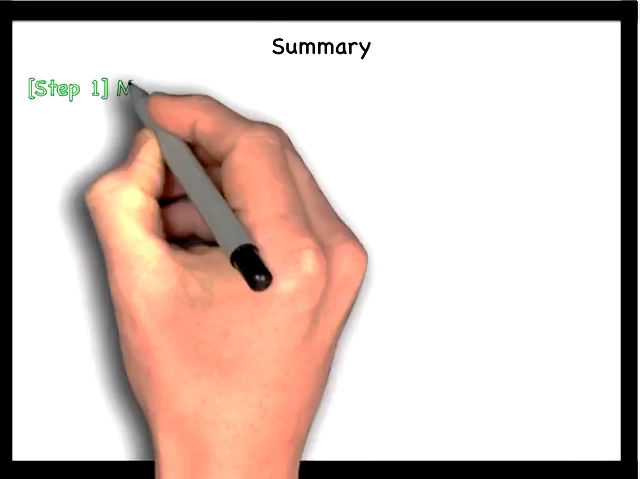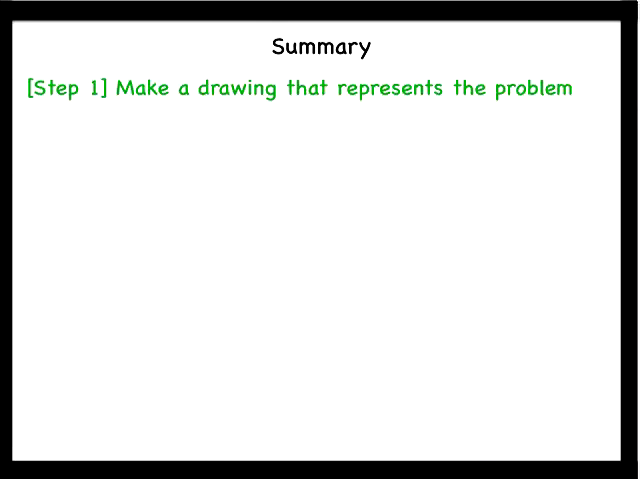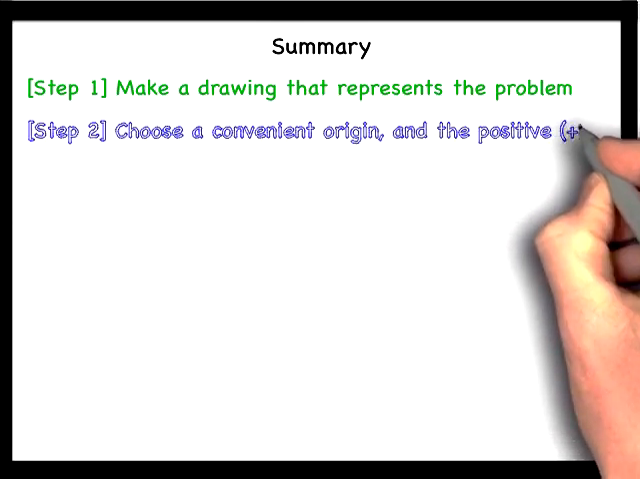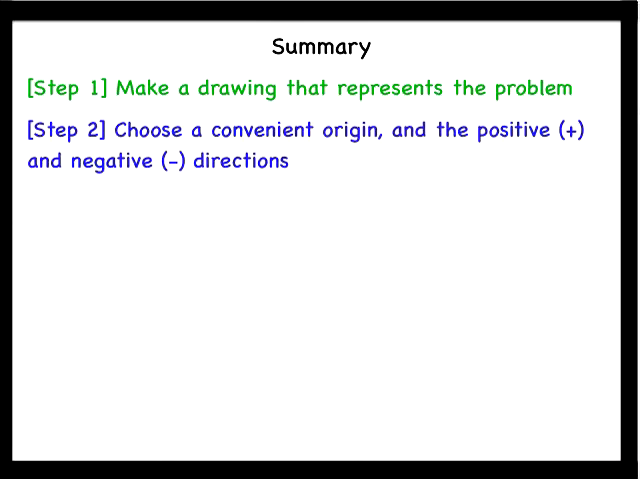Finally, you're going to encounter many different types of problems in your study of 1- and 2-dimensional kinematics. A basic strategy to tackle these problems is summarized in the steps we use to solve this problem. They are: Step 1, make a drawing that represents the problem. Step 2, choose a convenient origin, and also choose convenient directions for the positive and negative directions.